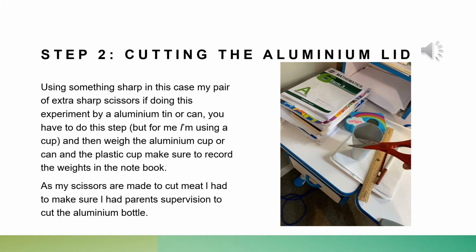And then weigh the aluminium cup or can and the plastic cup, and make sure to record the weights in the notebook. As my scissors are made to cut meat, I had to make sure I had parent supervision to cut the aluminium bottle.